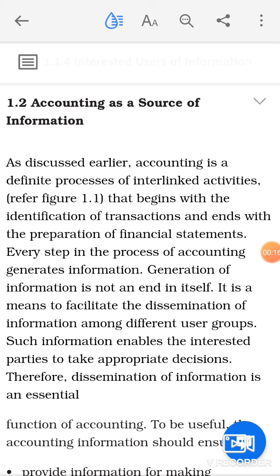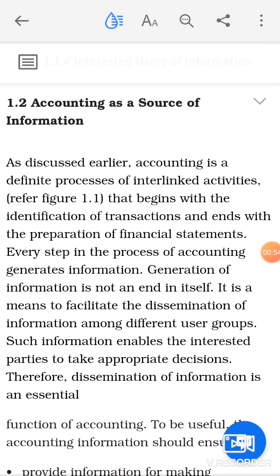As we know, accounting is the definite process of interlinked activities that begins with identification of transactions and ends with the preparation of financial statements. Now when we talk about the different activities, they are identification, measurement, recording, classifying, summarizing, analyzing and interpretation, and finally the communication. So these are the different interlinked activities that accounting does, and it ends with the preparation of financial statements.